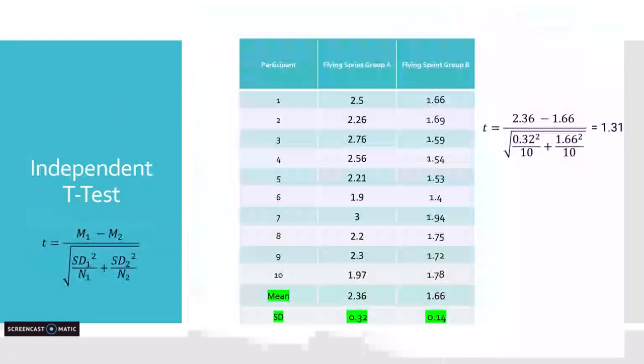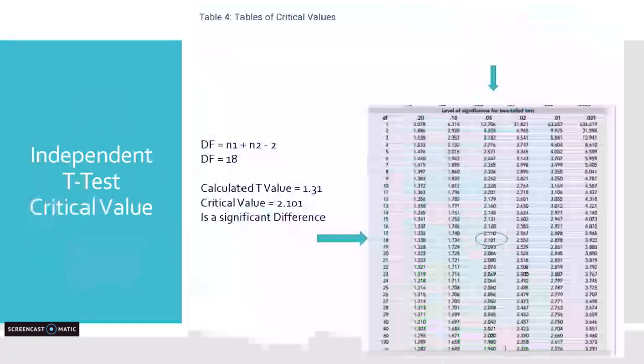Then looking again in the table of critical values, for this one the degrees of freedom is figured out by adding the number of participants from both groups and then minusing 2, so it gives us 18 this time. And we can go down to 0.05 again, and it shows that we have a 2.101 critical value, and this shows there is a significant difference in the data.